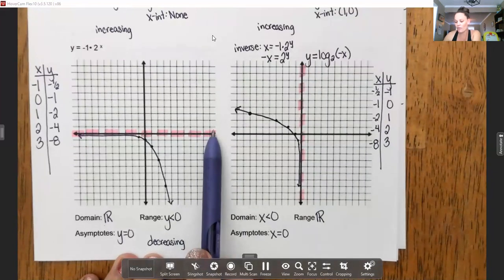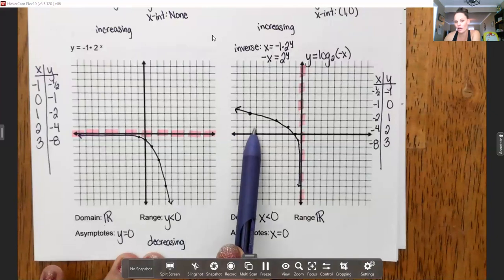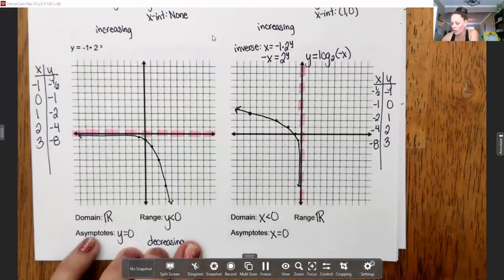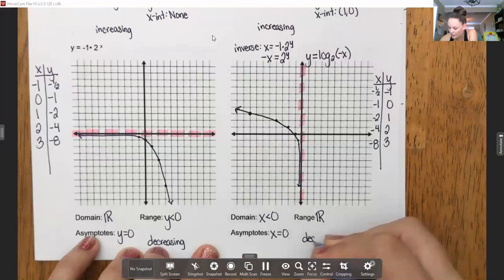And now if I go from left to right, I'm still going down. So this graph is also decreasing.